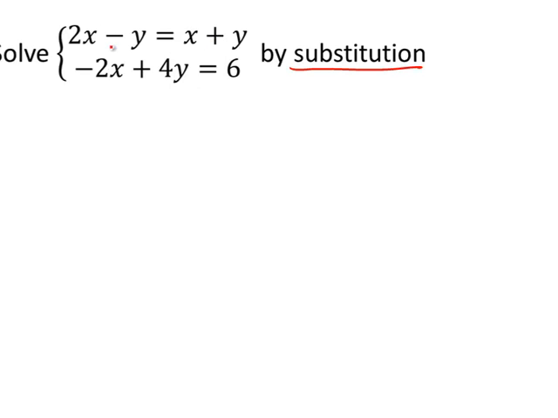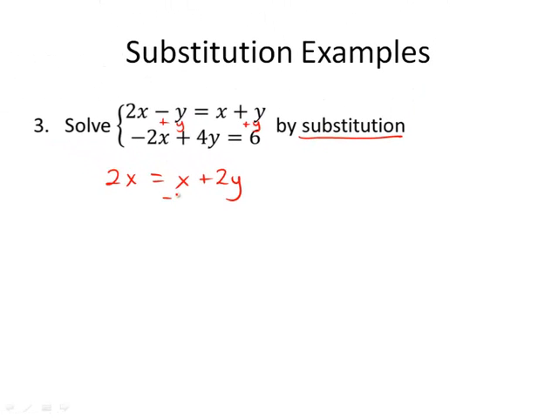So let's solve for y. Let's add y to both sides. And note that it really doesn't matter which one you solve for. You could solve for x or y in this equation as well. I've just chosen y. So we've got 2x, we've added y to both sides, we've got equals x plus 2y. Well, we still need to get y by itself. Let's subtract x from both sides. We've got x equals 2y.